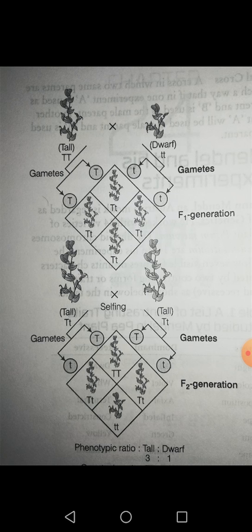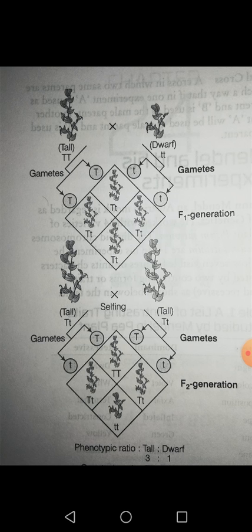In the fertilization process, capital T will fuse with small t, and here four probabilities are possible. In each probability capital T fuses with small t, and all the plants in the first filial or F1 generation will be tall. Now we are using these plants as parents. You are observing both of the plants are tall, and both are mentioned here as capital T and small t. It means it's a hybrid tall. Once again the gametes are going to separate, small t and capital T and small t, and once again they are fusing together.